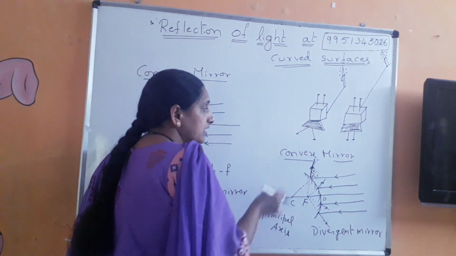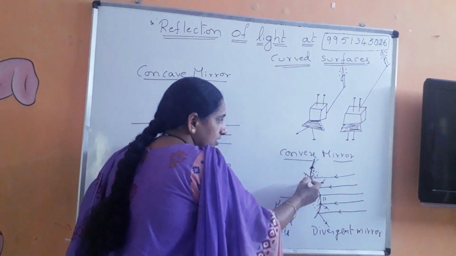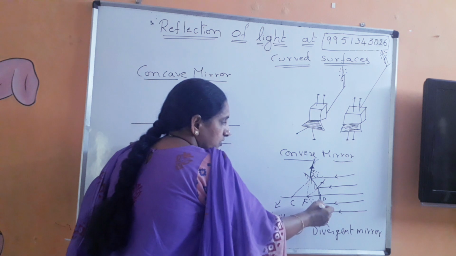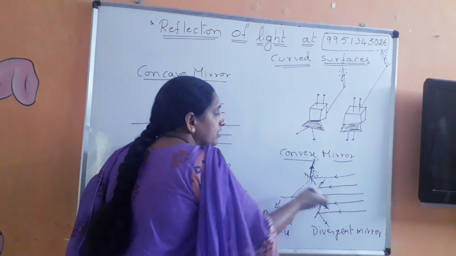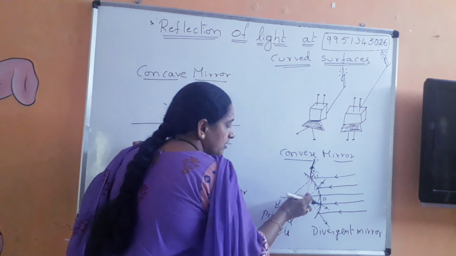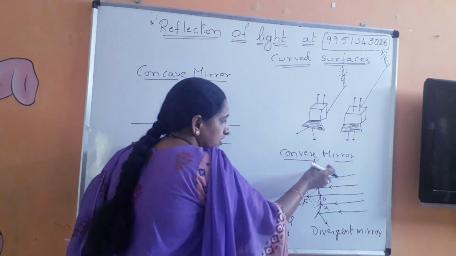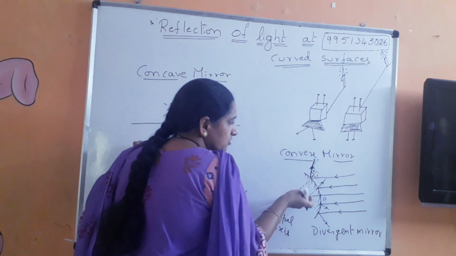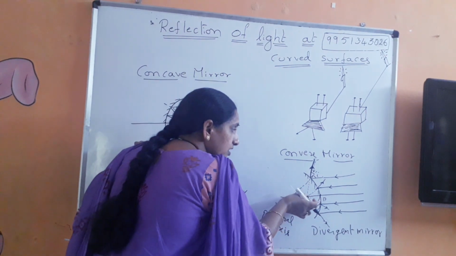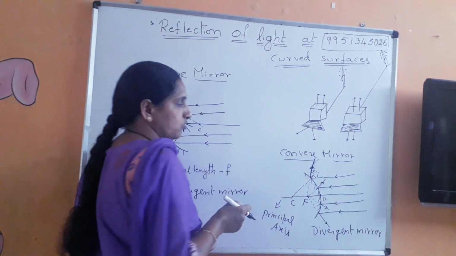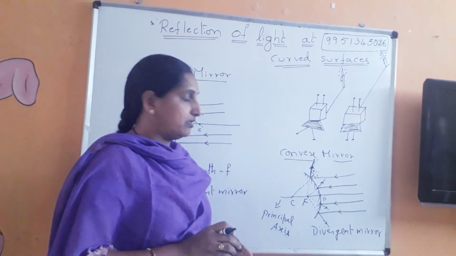So thus, there is a method to plot the focus. What is that? You need to extend the dotted line onto the principal axis, from where they seem to be emerging out. So see, observe here. What is the direction of this ray? As though it is coming like this. What is the direction of this ray? As though it is coming from here. So thus, from where the rays seem to be emerging out, that is called focus in case of convex mirror.